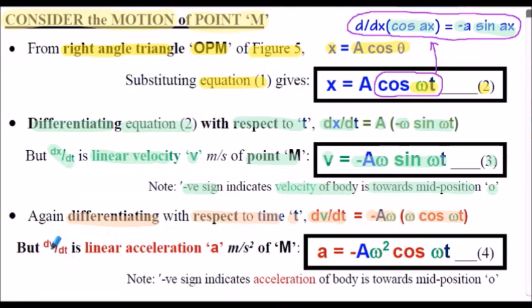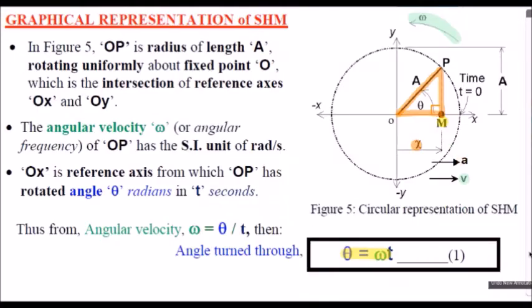Noting that dv by dt is actually linear acceleration a of point M, we can form equation 4: a is equal to negative a omega squared multiplied by cos omega t. Notice the negative sign indicates that the acceleration of the body is towards the mid position O. So our acceleration sense is opposite to that shown on our graphical representation here.